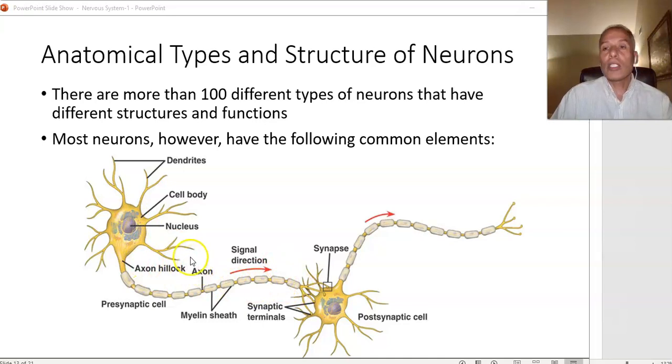is used as a model generally for all neurons. So when you study it, you have basically studied the structures of other neurons. However, other neurons will have additional features or might have fewer features.